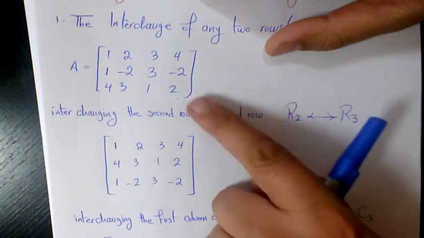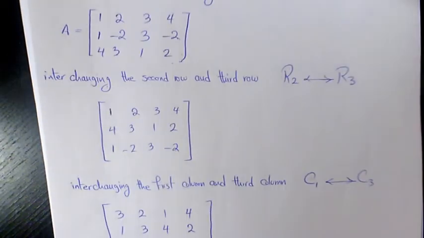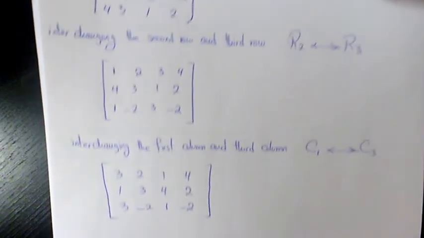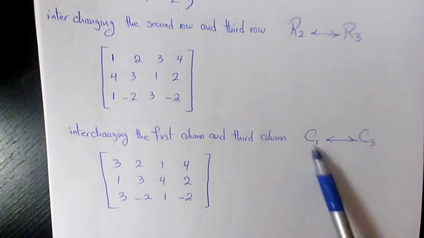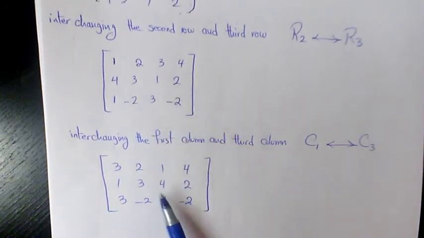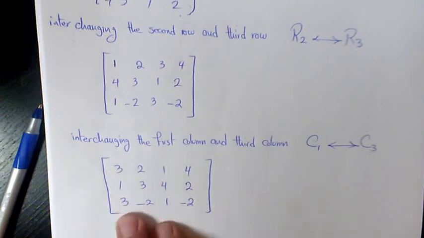So as you see here, the third row and second row are switched, which is going to give you exactly the same matrix. Or you can interchange the first column and the third column, C1, C3. If you compare these two, C1 and C3, they switch and it's going to be 3, 1, 3, 1, 4, 1.